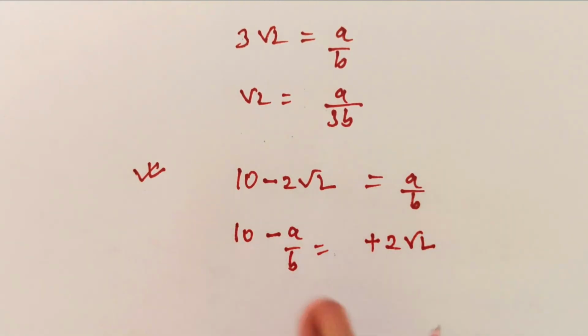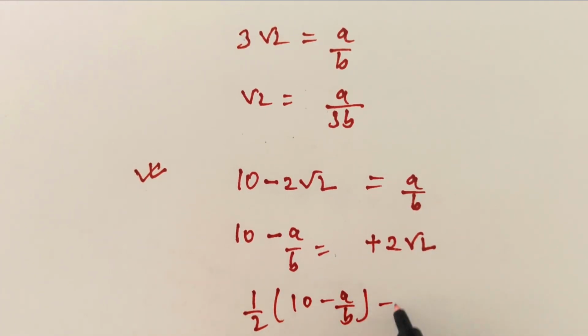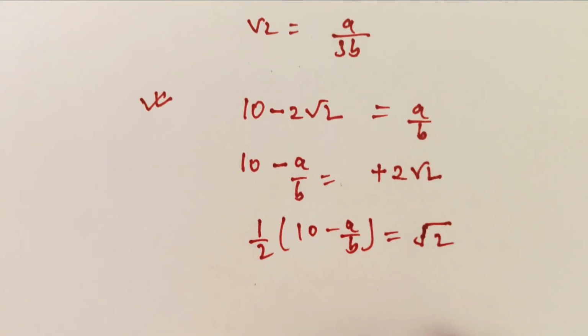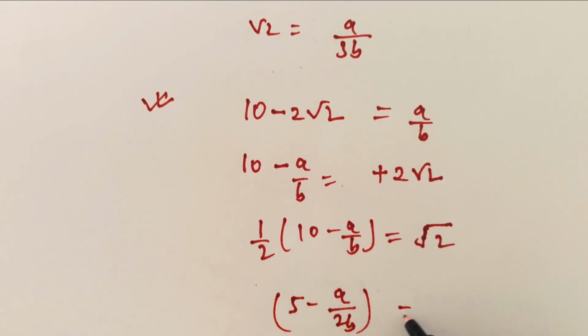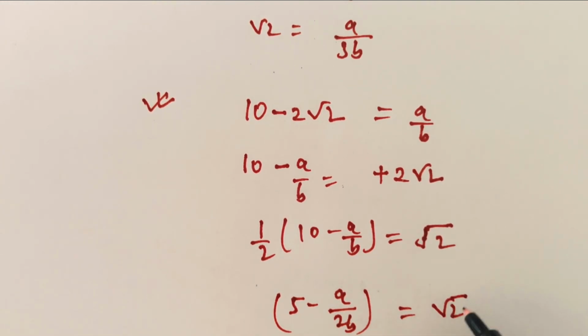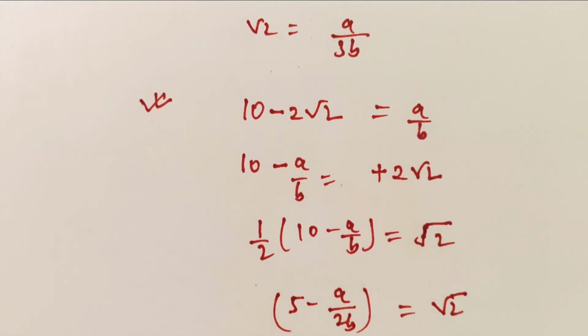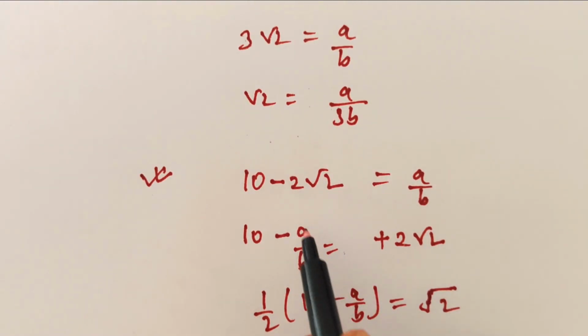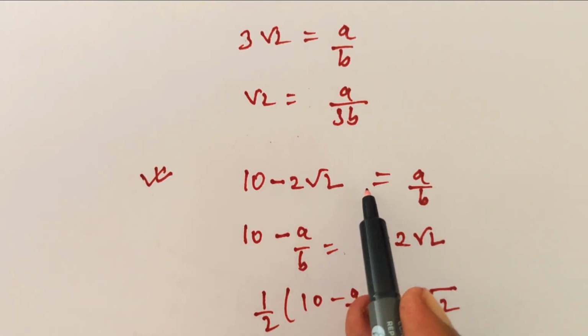Here 2 is in multiplication form; you can take it to the other side as division: 1 by 2 into 10 minus A by B equals root 2. You are looking here, root 2 is again irrational. So 5 minus A by 2B is rational, and root 2 is again irrational. On this basis, we can say that 10 minus 2 root 2 is irrational.